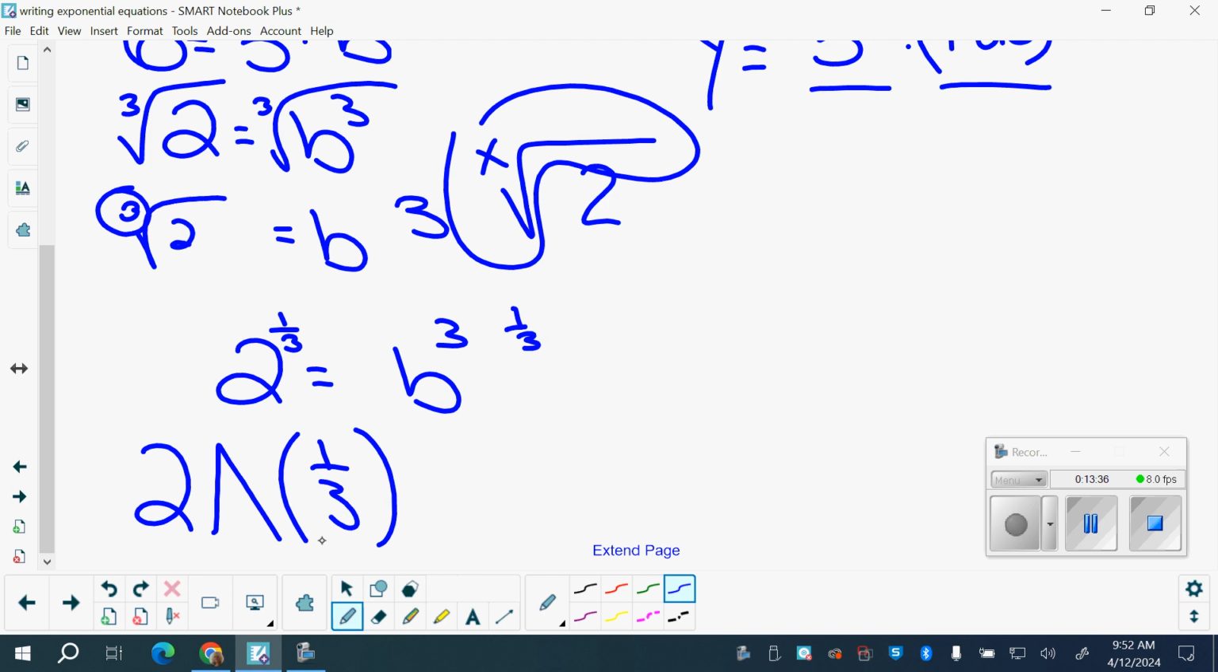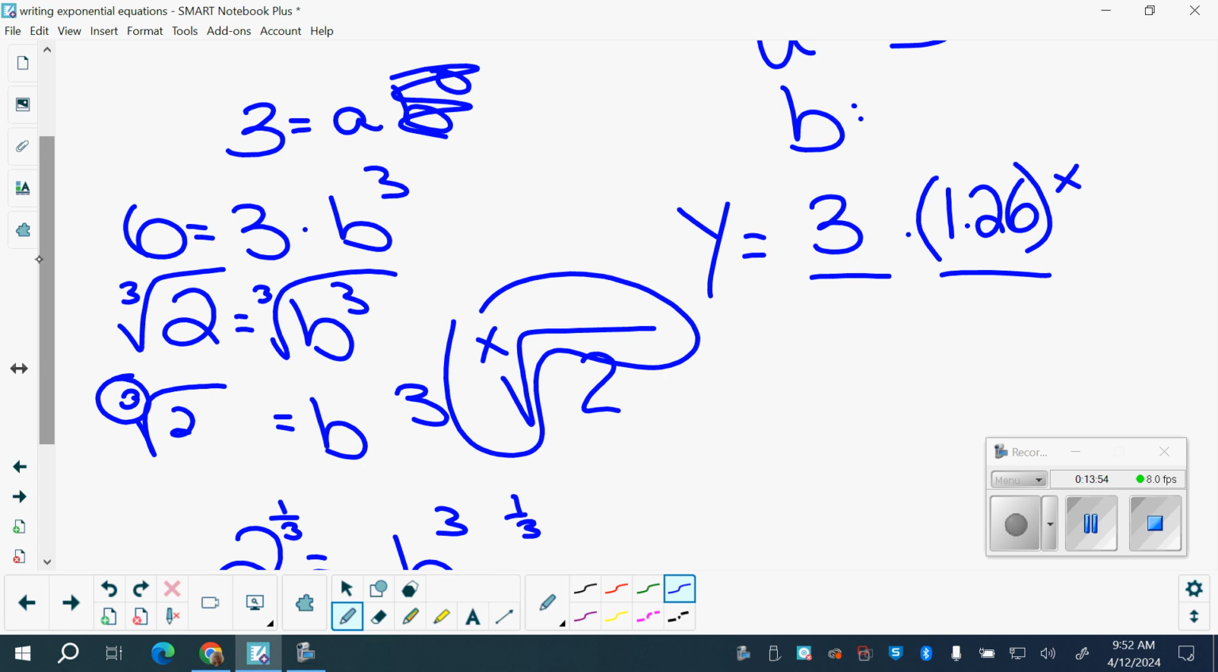So 2, let me clear it out. 2 caret, parentheses, 1 divided by 3. I got 1.26.